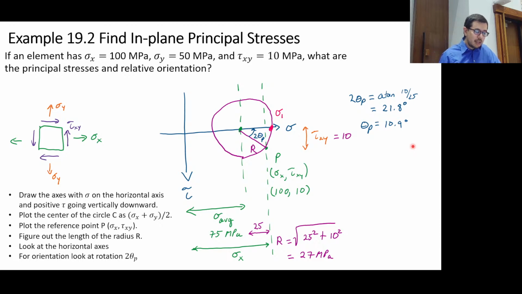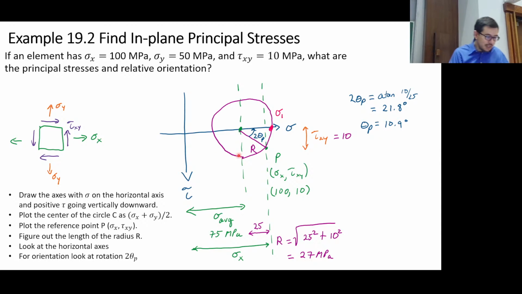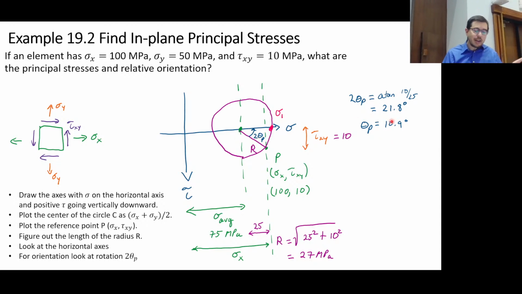Again, this angle here on Mohr circle is in fact 21.8 degrees. No mistake. But if I went back over here and drew the material element, the angle of rotation is only half of that. Please don't make the mistake that I make. Be better than I. Make sure you got this: the angle of rotation here is theta, and here on the circle it is 2 theta.